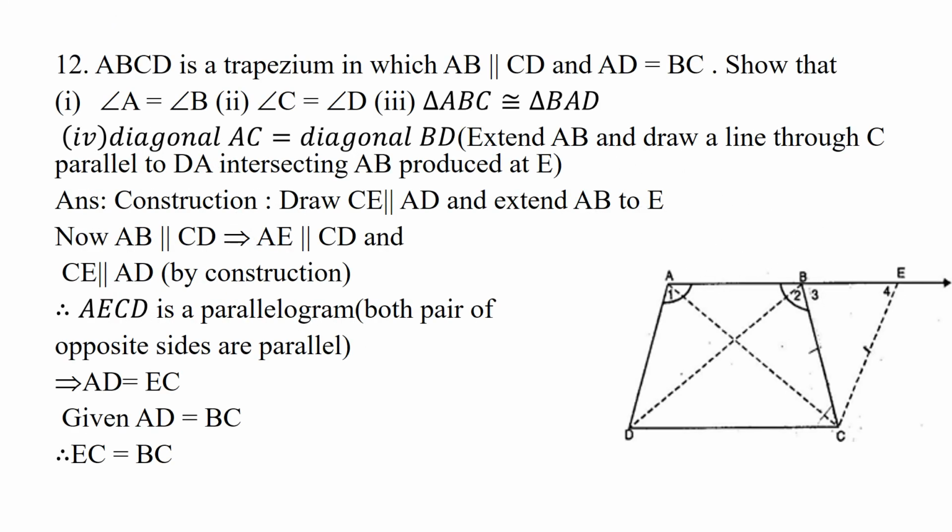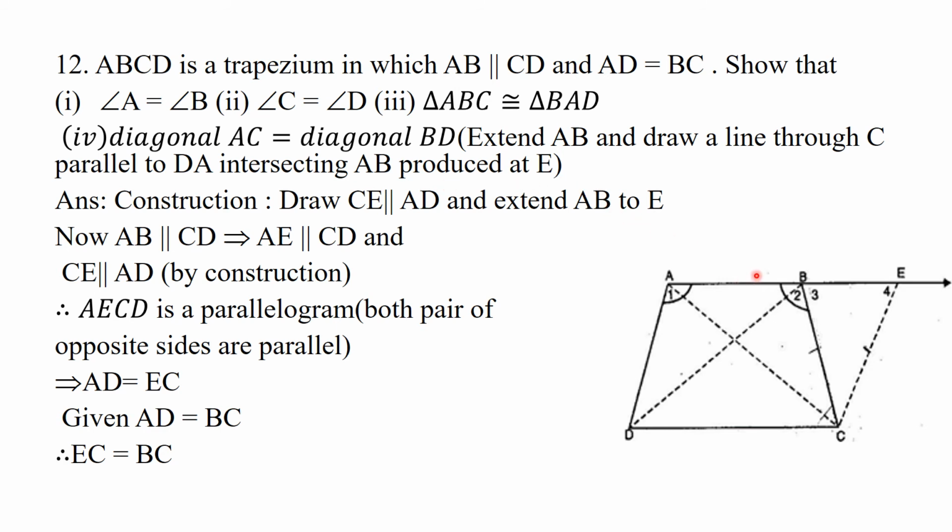Question number 12. ABCD is a trapezium in which AB is parallel to CD and AD equal to BC. Show that angle A is equal to angle B, angle C is equal to angle D, and triangle ABC is congruent to triangle BAD. Also, we need to prove diagonal AC is equal to diagonal BD. For proving this question, we are given a clue, that is, extend AB and draw a line through C parallel to DA intersecting AB produced at E.